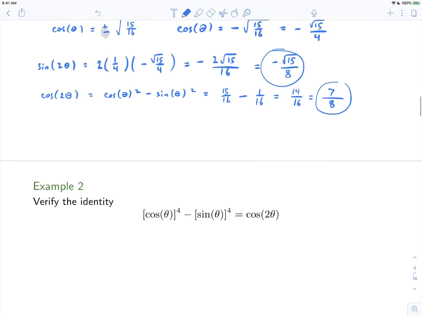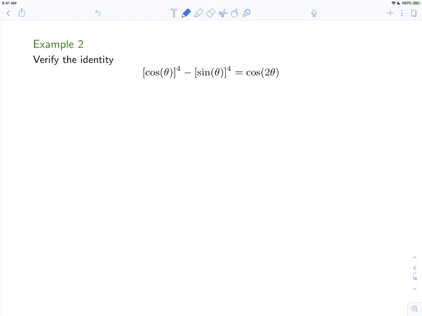For our next example, we're asked to verify an identity. We would like to show that cosine of theta quantity to the 4th minus sine of theta quantity to the 4th equals cosine of 2 theta. The way that we're going to show this is by first using the difference of squares formula. The difference of squares formula says that a squared minus b squared is equal to a minus b times a plus b. We're going to use this formula with a equal to cosine of theta quantity squared and b equal to sine of theta quantity squared. So let's start by looking at this cosine of theta to the 4th minus sine of theta to the 4th.